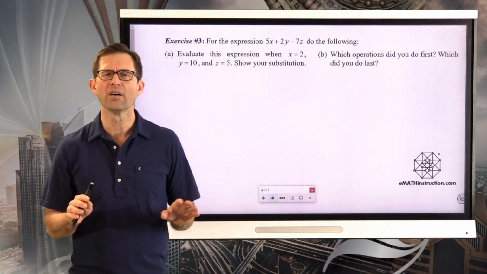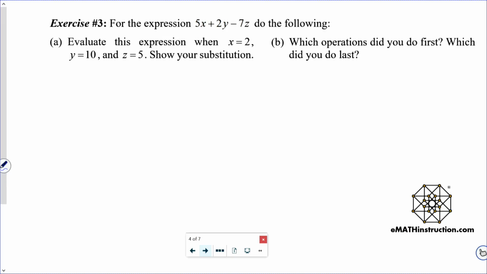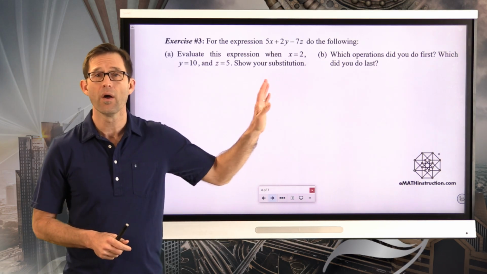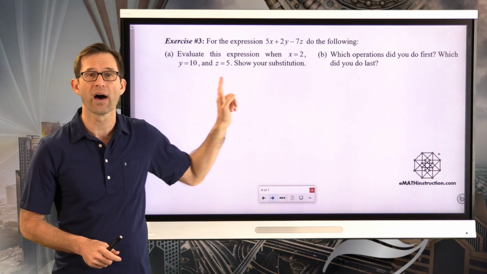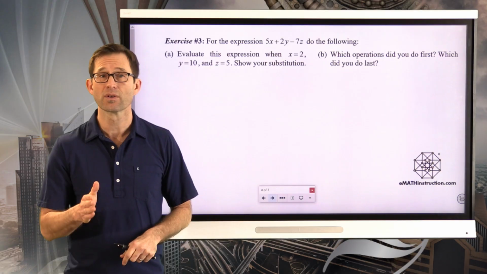All right, let's look at a special example. Exercise number 3. For the expression 5x plus 2y minus 7z, do the following. Letter A, evaluate this expression when x equals 2, y equals 10, and z equals 5. Show your substitution. Well, this is actually fairly simple. What I'd like you to do is pause the video now, figure out what this expression is equal to when we substitute these values in for the 3 variables that make up this expression. Go ahead.